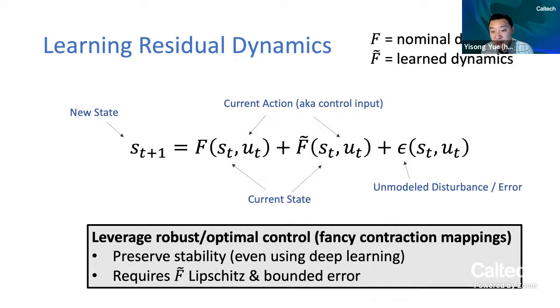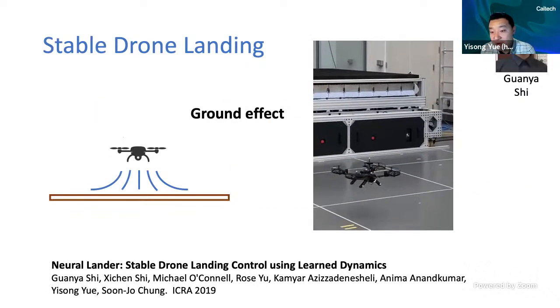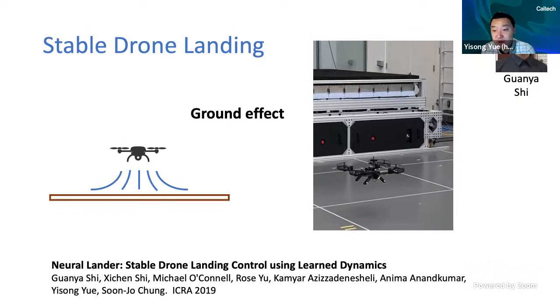This does require some constraints on F tilde, such as F tilde being Lipschitz and having bounded error. But otherwise, once we satisfy those constraints, then we could just plug this into a standard control workflow. And so this is motivated by an application in drone landing.